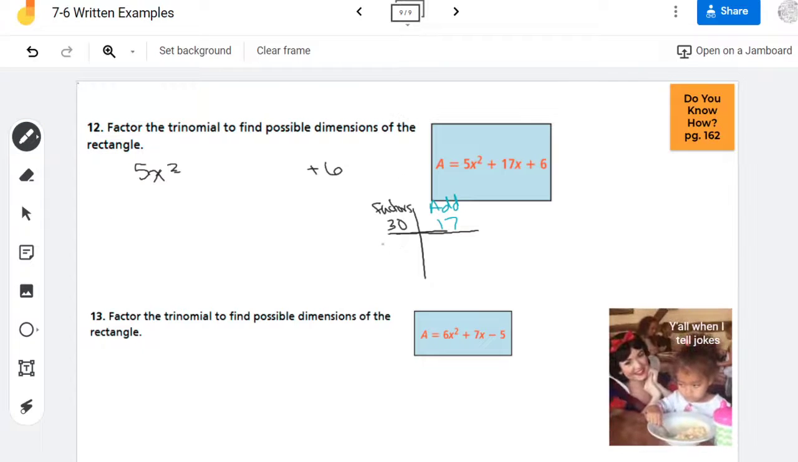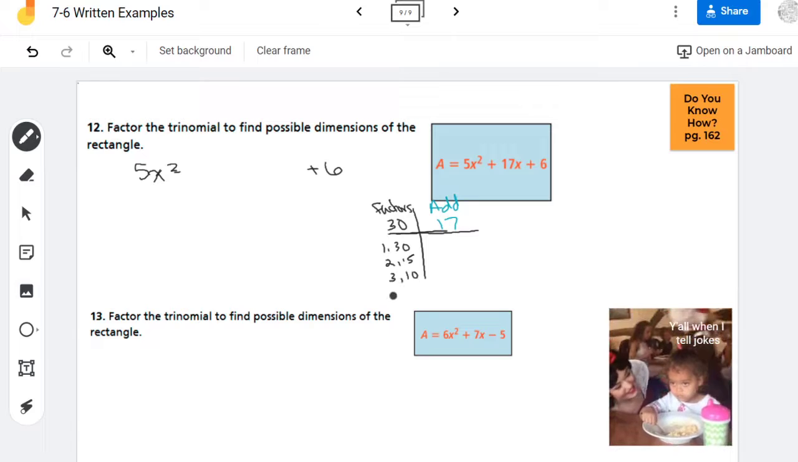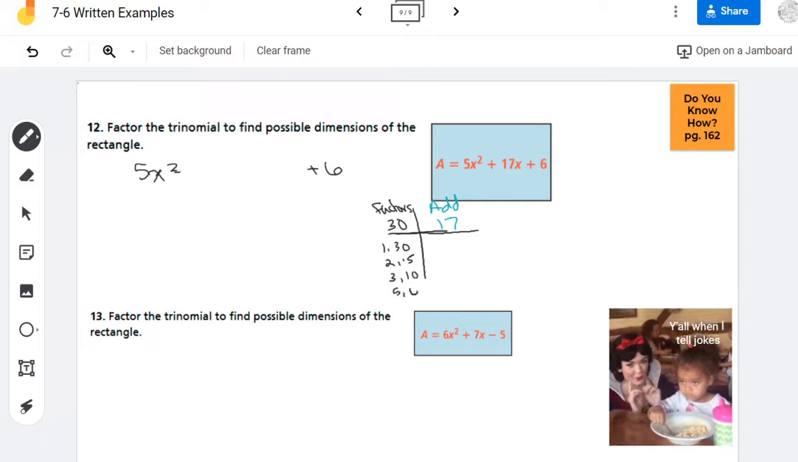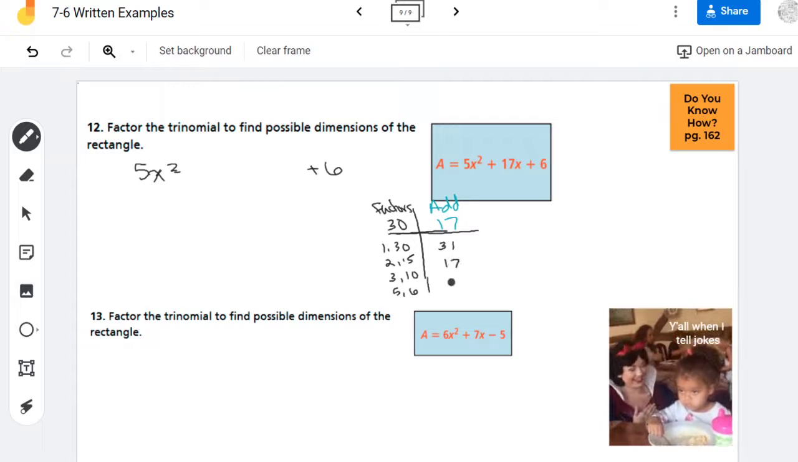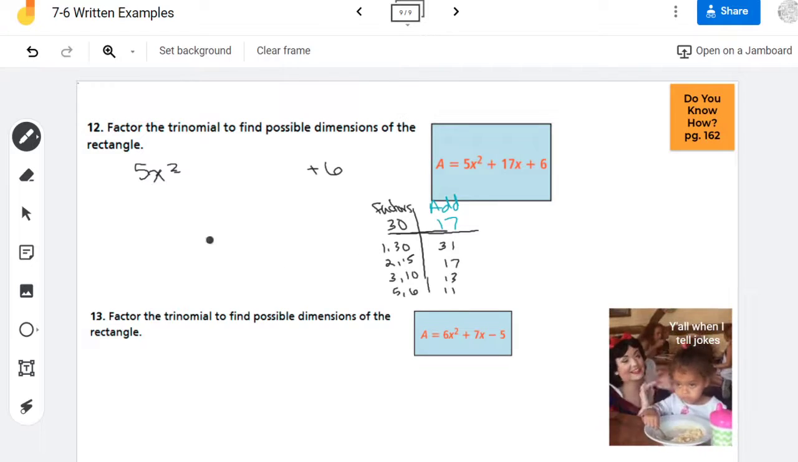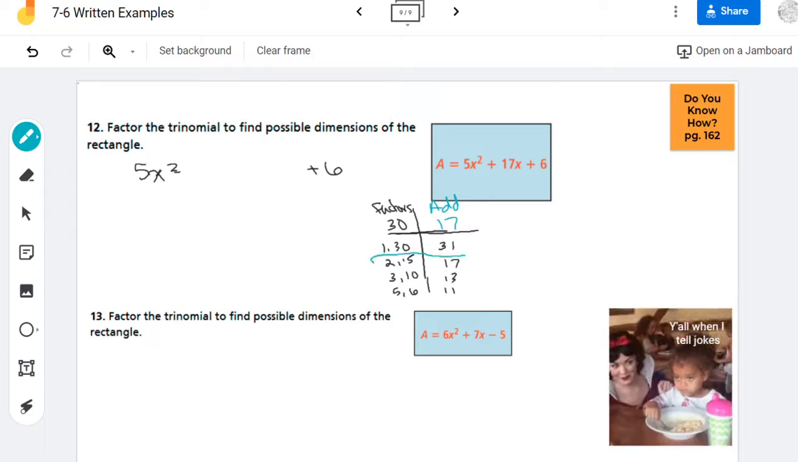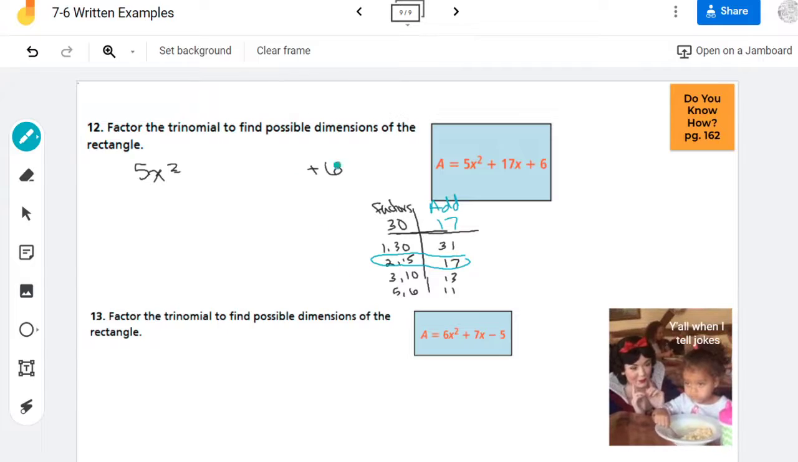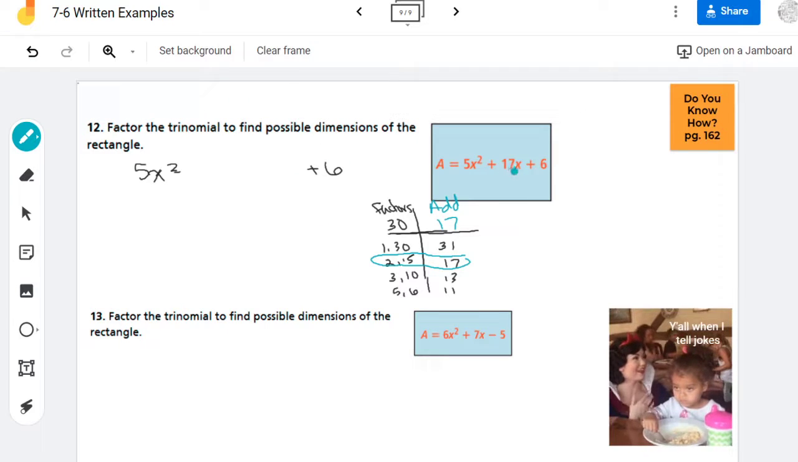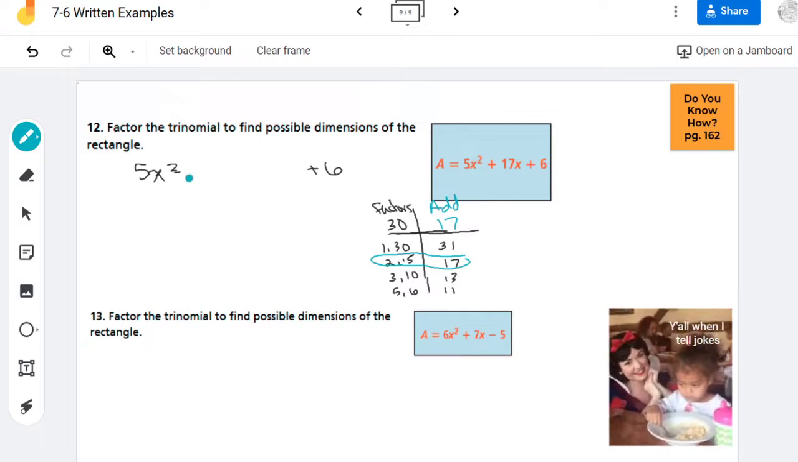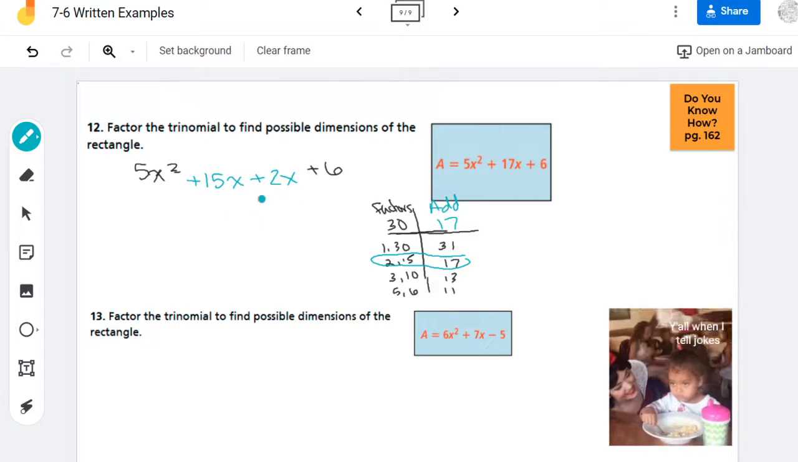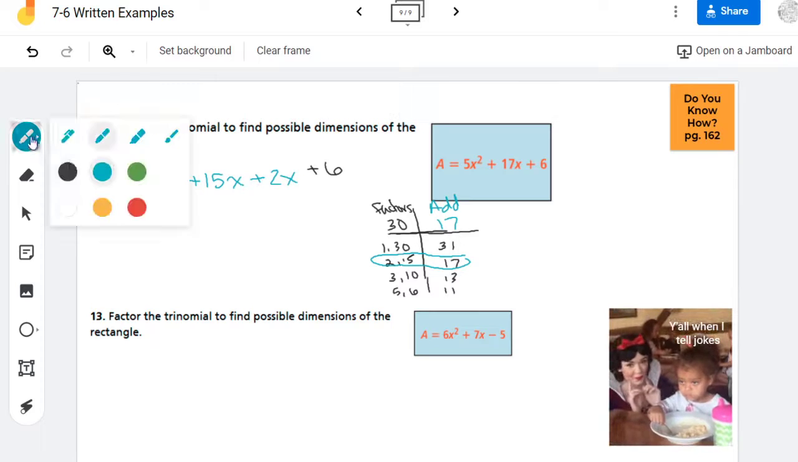So the factors of 30, I have 1 and 30, 2 and 15, 3 and 10, and 5 and 6. And if I add across, I get 31, 17, 13, and 11. So the ones that match are 2 and 15. So instead of writing plus 17x, I'm going to write plus 15x plus 2x, making sure that there's a plus in between them.